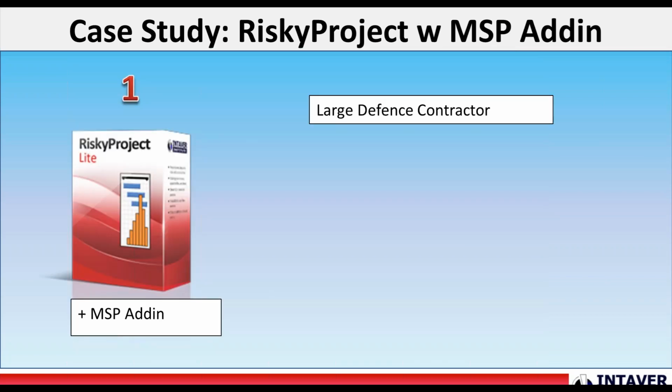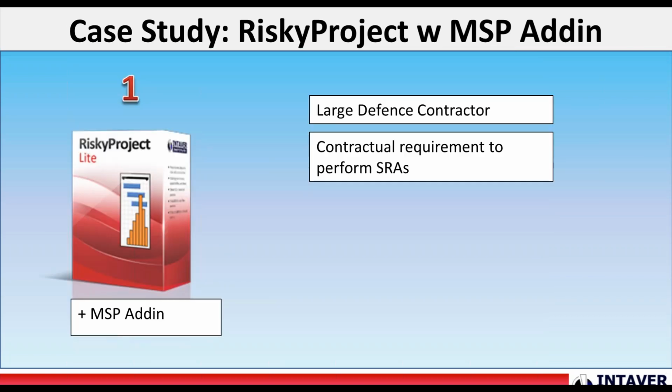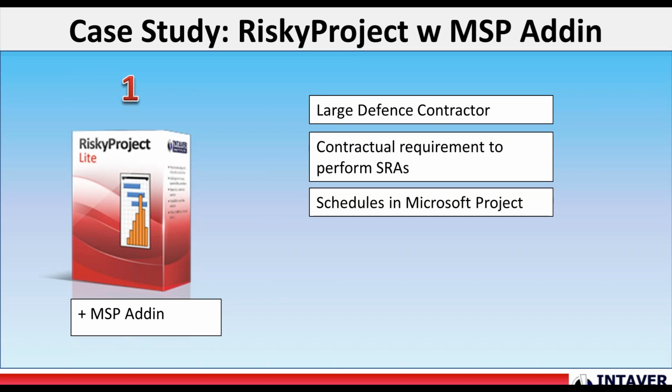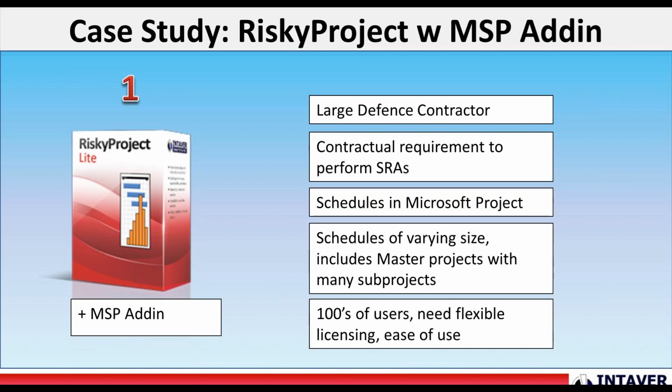This particular one is a large defense contractor. They have a contractual requirement to perform schedule risk assessments or analysis. All their schedules are in Microsoft Project when they're doing the analysis. They could have started off somewhere else. They might have been in Primavera, but the application that they all end up in is Microsoft Project. Most of them are 2010, 2013, some of them are now in 2016.